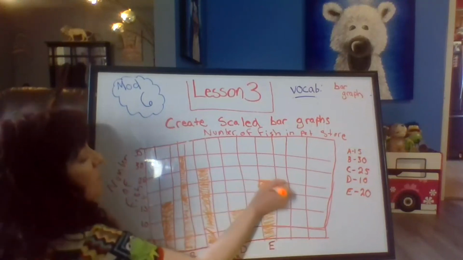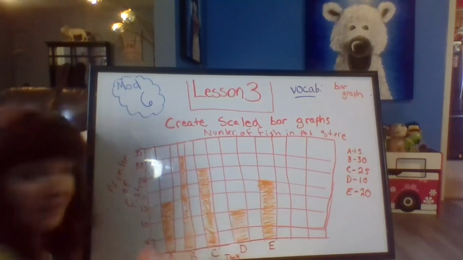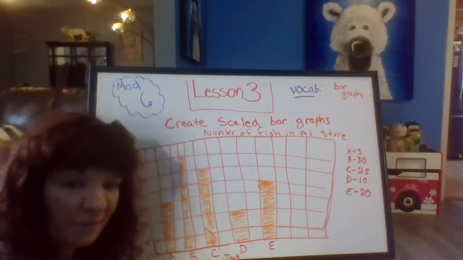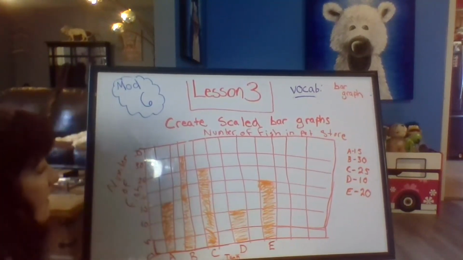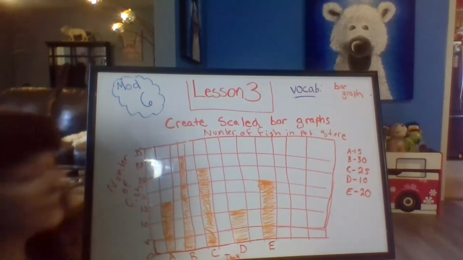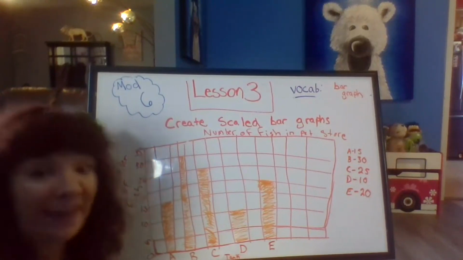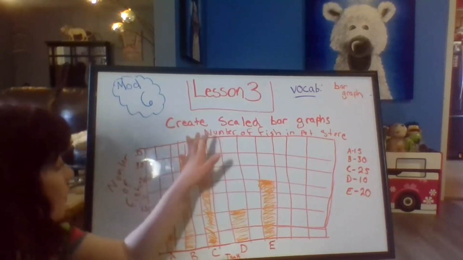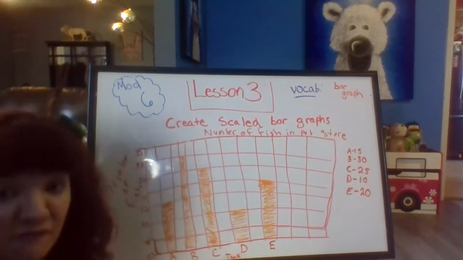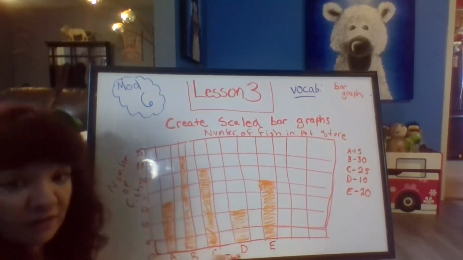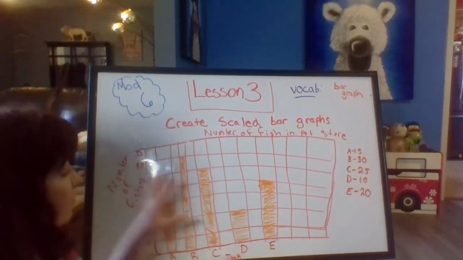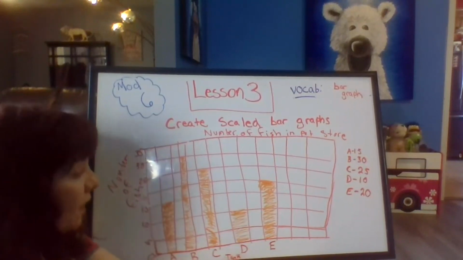Now, when you look at these graphs, the information is a little bit easier to see because now I can tell right away which tank has more fish without even counting. Just looking to see which one has the higher amount of fish in it. So this is another way, this is a bar graph. So this is how we have created a bar graph.